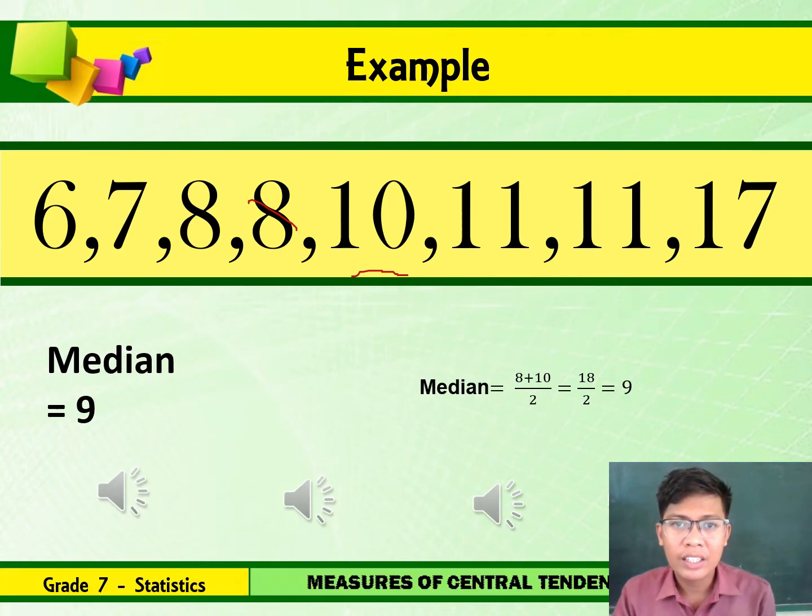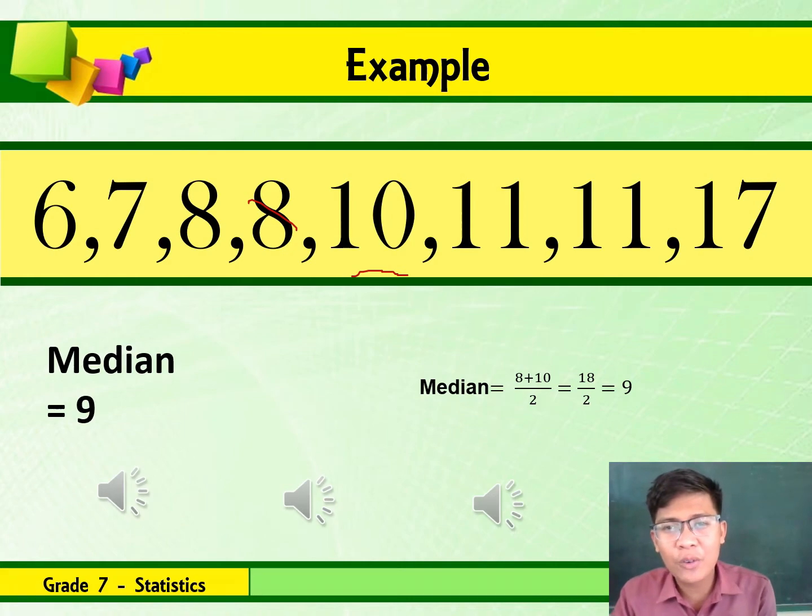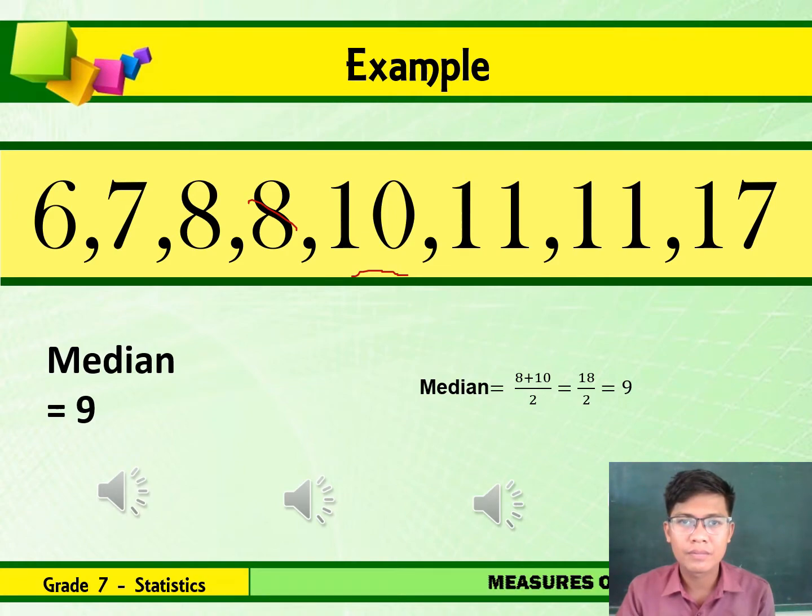So that is correct. In finding the median, what do you think is the first thing to do? The first thing to do in finding the median is to arrange the data from least to greatest or vice versa. That's right. What is the difference in solving for the median of data containing an odd number of items and data containing an even number of items? In finding the median for data containing an odd number of items, we just look for the middle value, while if the data contain an even number of items, we add the two middle numbers and divide by 2.